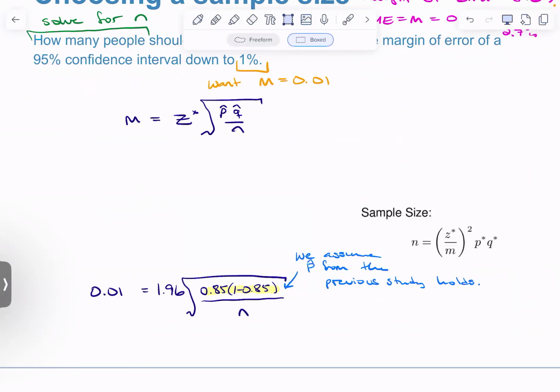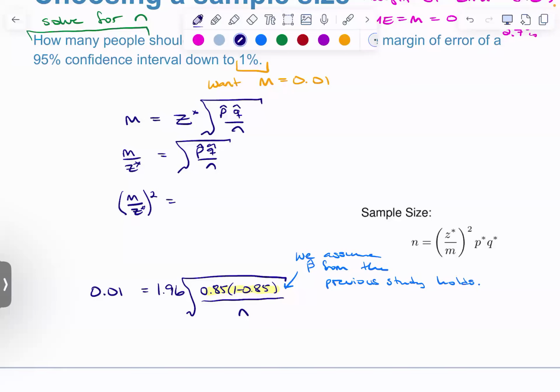Let me move that down there. See if I can do it in a couple of quick strokes. To solve for n, I would first divide both sides by z star, right? Putting me at a square root of p hat q hat over n. To shake out that square root, I need to square both sides, which looks like this. M over z star squared is p hat q hat over n.